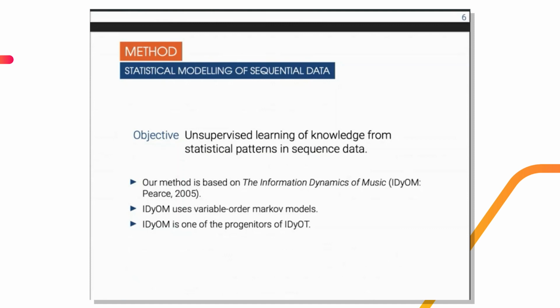But I want to stress here that this idea of going unsupervised from low-level sequence data to high-level knowledge representations is really central to what we're interested in at the CC lab. So the method I'm going to describe is based on a system called IDIOM. IDIOM stands for the Information Dynamics of Music, and it was developed by Marcus Pearce, among other people, and it's a system which finds statistical patterns in musical sequences.